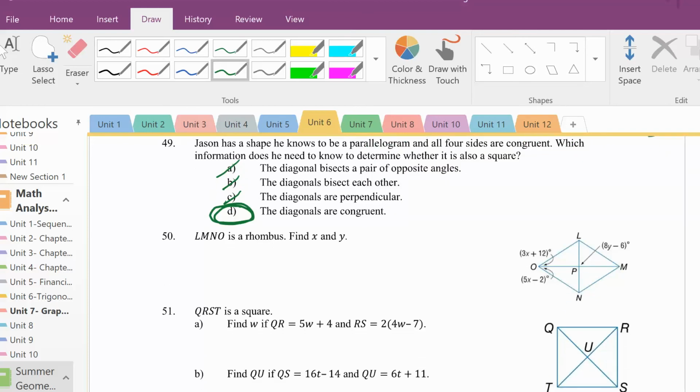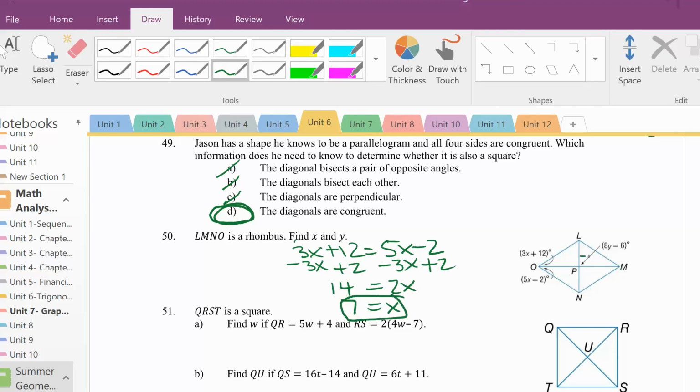LMNO is a rhombus. Find x and y. Well, remember, in a rhombus, the diagonals bisect the pair of opposite angles. So 3x plus 12 is equal to 5x minus 2. So you get 2x and then plus 2, so 14. So x is equal to 7.